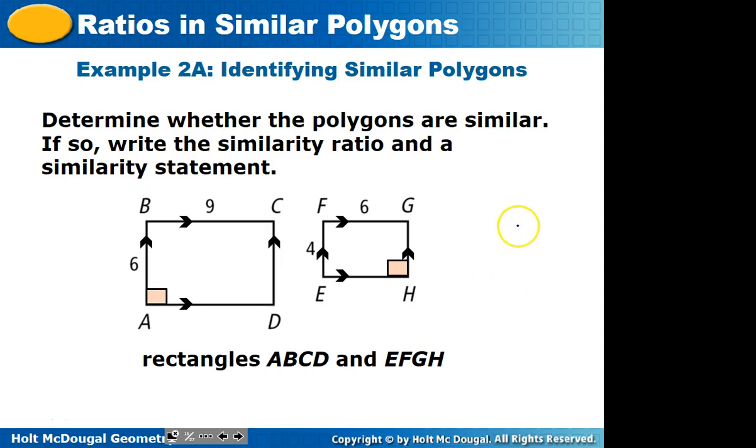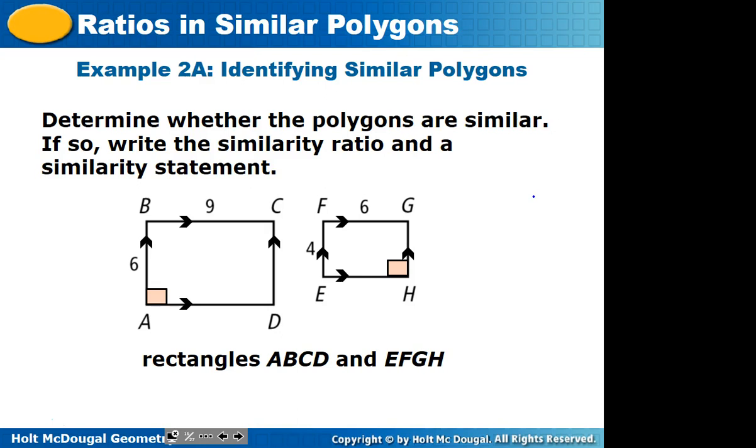So on this one, 2a, it says identifying similar polygons. Determine whether the polygons are similar. If so, write a similarity ratio and a similarity statement. First of all, these two shapes, it says here on the bottom of this page, are rectangles. So if they are rectangles, the definition of a rectangle is that all 4 angles are right angles. So we know that the first condition is met. Now what we have to do is determine if the second condition is met.